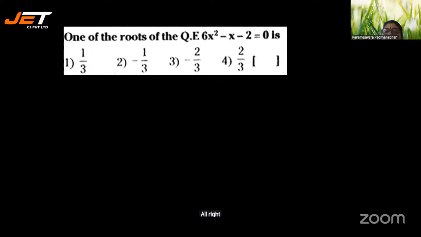Now, one of the roots of the quadratic equation 6x squared minus x minus 2 is equal to 0 is dash. So now how do you find the roots of this equation? Just a second, let me connect the board and try to solve this.